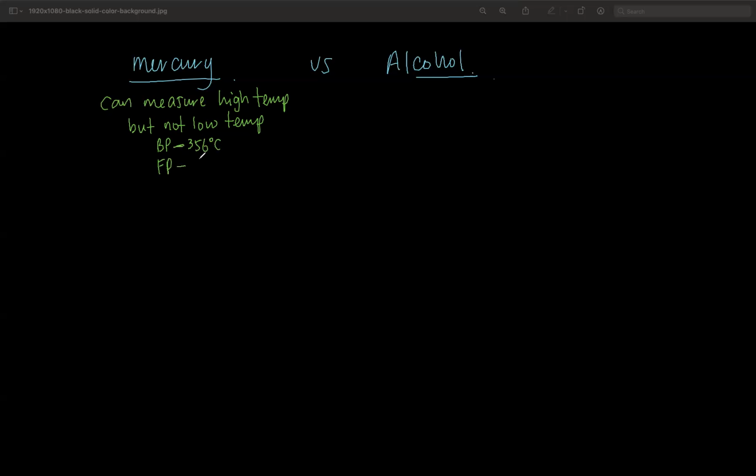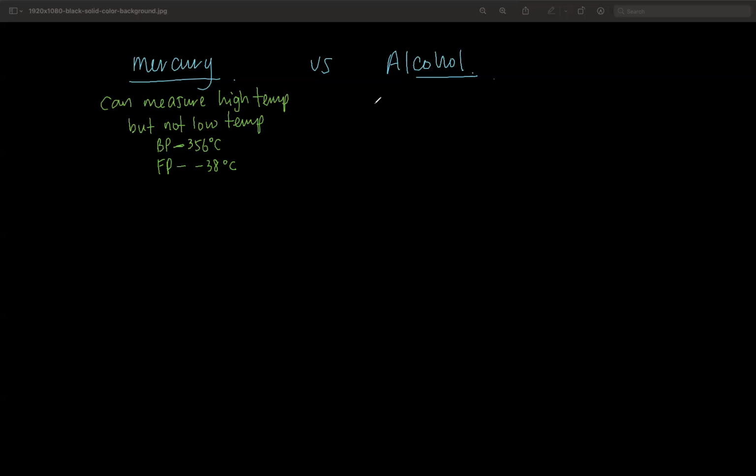它的 freezing point 呢？freezing point around -38 degrees Celsius. So you cannot measure temperature lower than that. Okay. So there's a limitation to mercury thermometer.